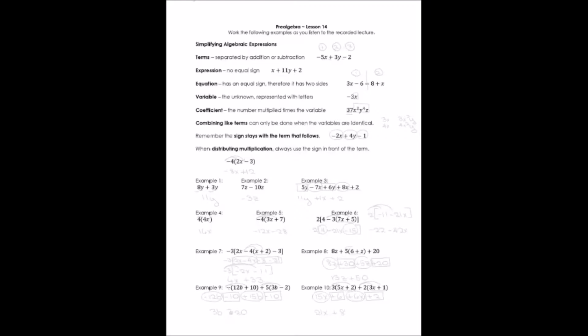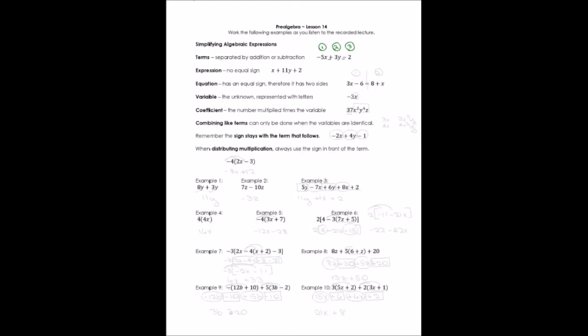In this particular example I've given you, we have three terms in this problem. The negative 5x is a term, the positive 3y is the second term, and the negative 2 would be the third term. Now you notice I'm leaving the sign that is in front of the term with it, even though the plus and the minus are also operations that are separating the terms.